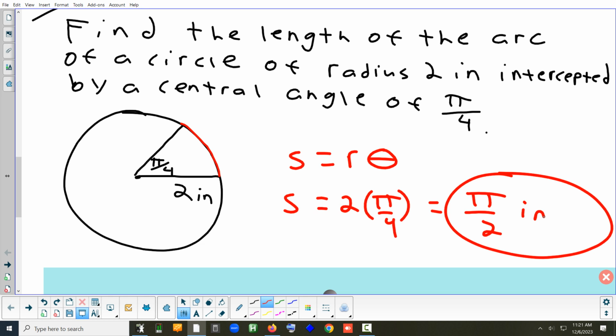So when you got the 2 pi over 2, did you do it by just simplifying, by basically saying the 2 times the pi over 4 was just 2 over 1? So the 2 times pi over 4 was 2 pi over 4, and then we just reduced it.